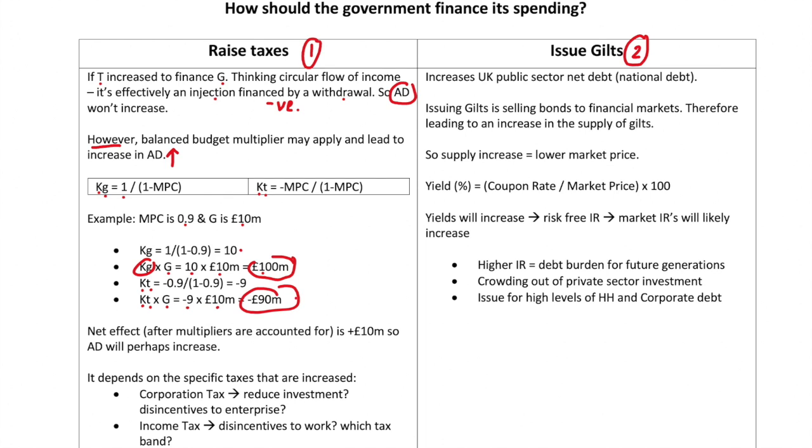The key thing here is that there's a net effect, and that net effect is clearly 100 minus 90, which is 10. It suggests that in this situation, where the MPC is 0.9 and you've had 10 million of government spending, AD will actually increase. AD will increase, and that's a big point. So the balanced budget multiplier is an important evaluation point that you could use here.